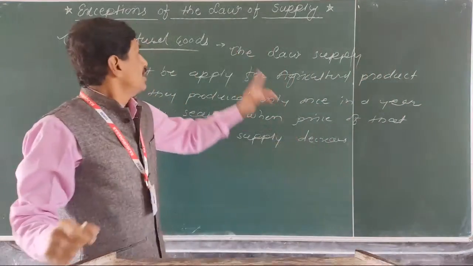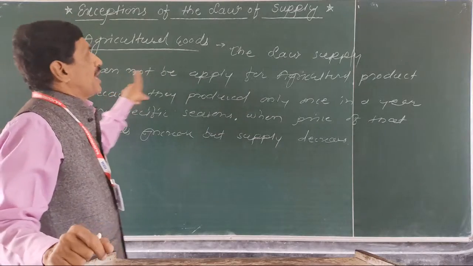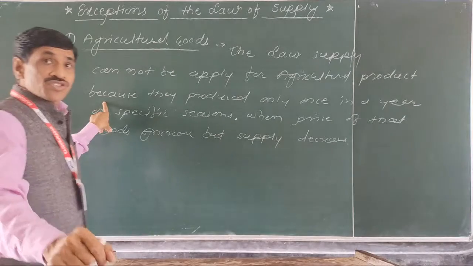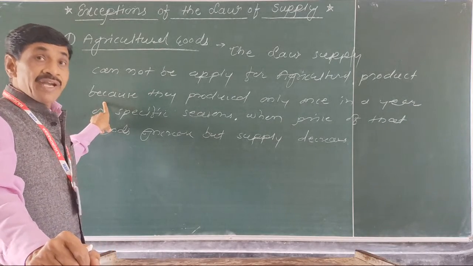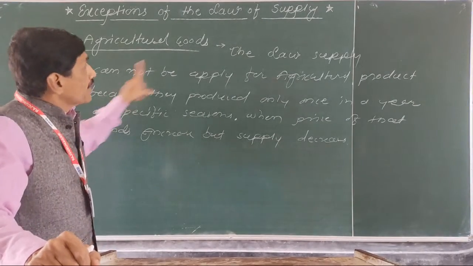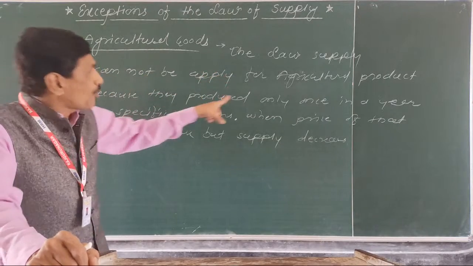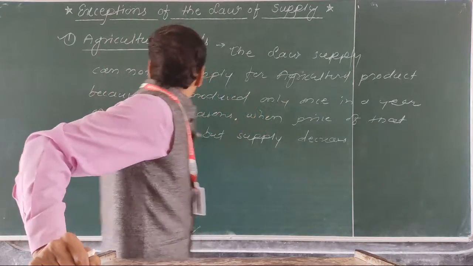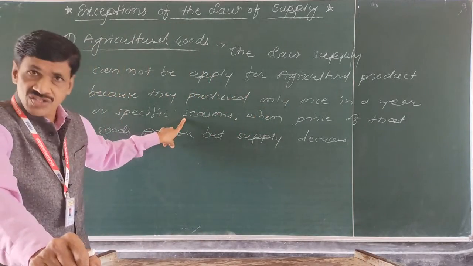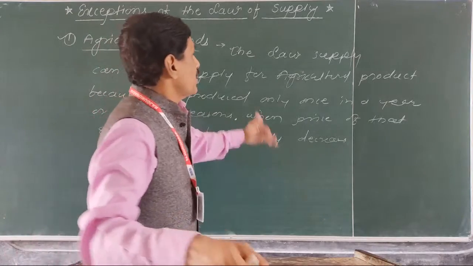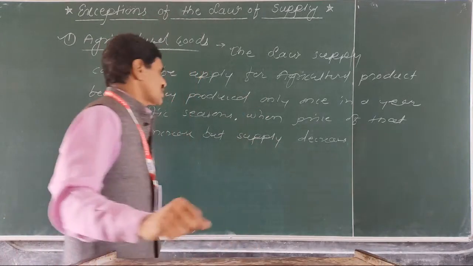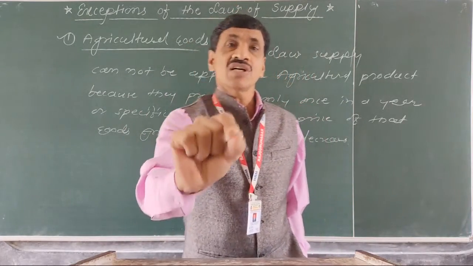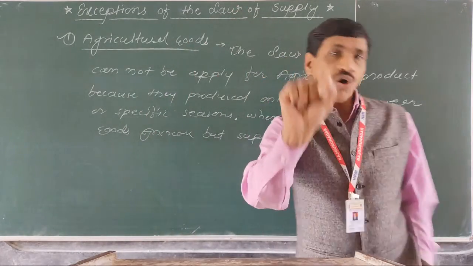So the law of supply cannot be applied for agricultural goods because agricultural goods depend upon the weather condition, natural climatic condition. The law of supply cannot be applied for agricultural products because they produce only once in a year or in specific seasons. That's why when prices of those goods increase, supply cannot increase. This is the rare exception to the law of supply.